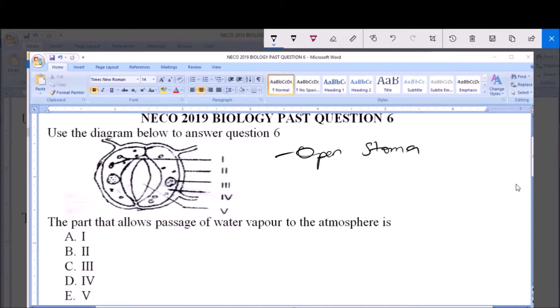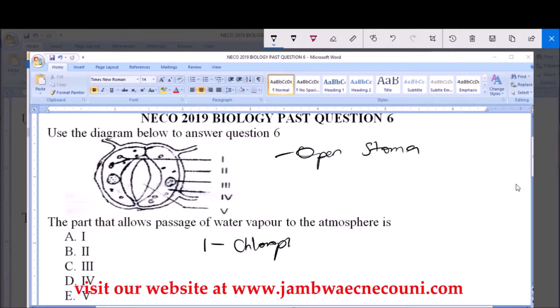Now the part that allows passage of water vapor to the atmosphere is... now let's label this part fully so we can know the part. I is the chloroplast. II is the outer thin wall.